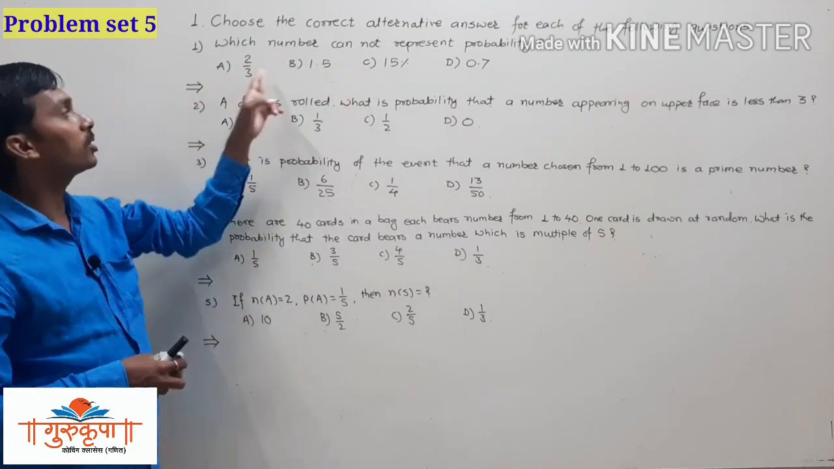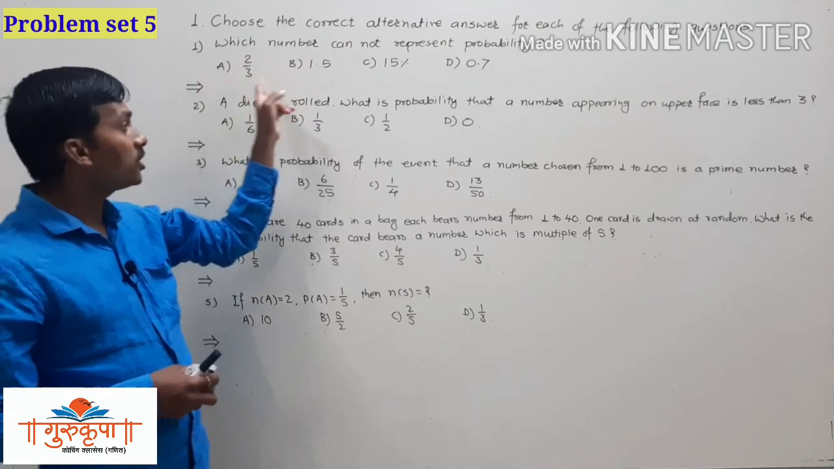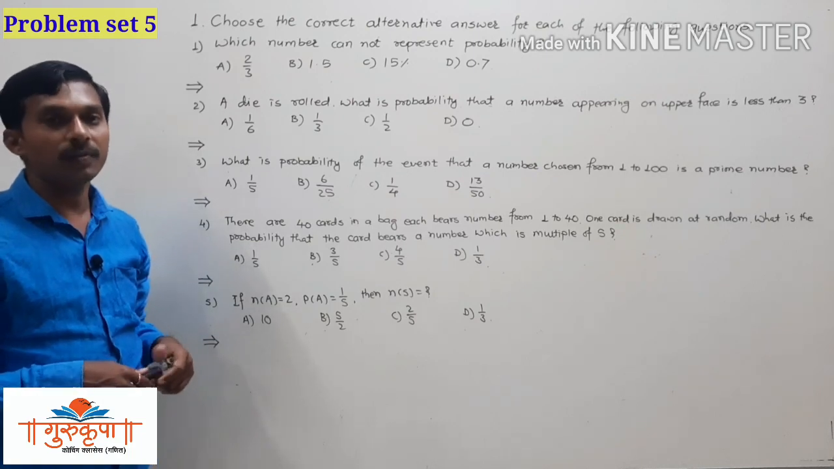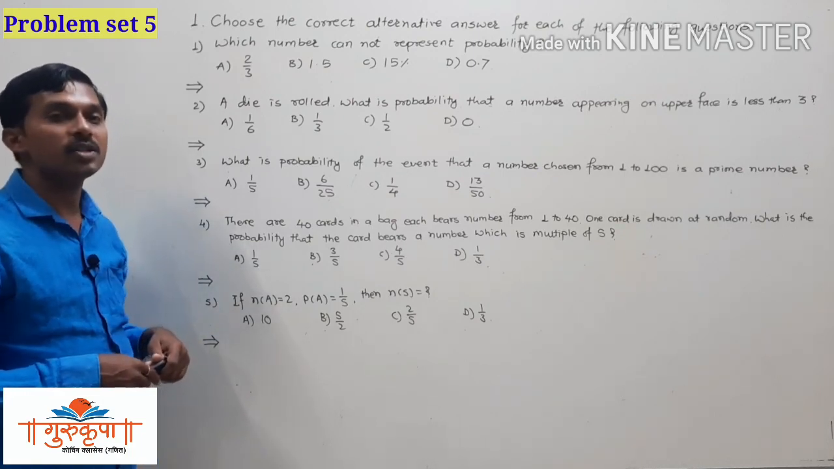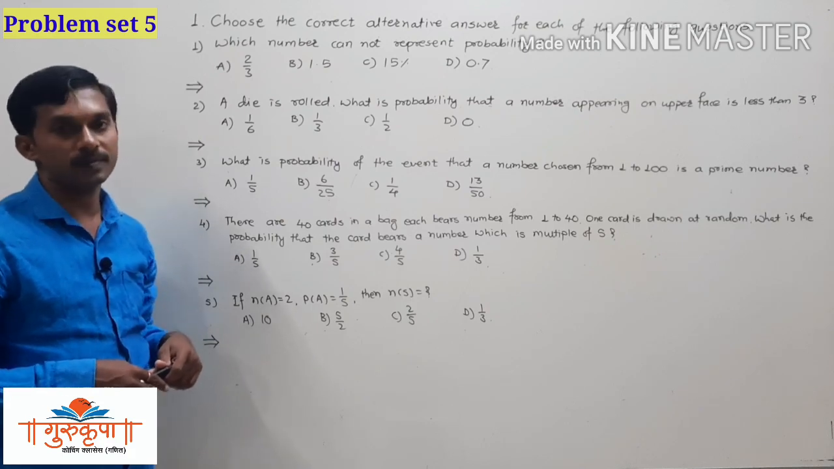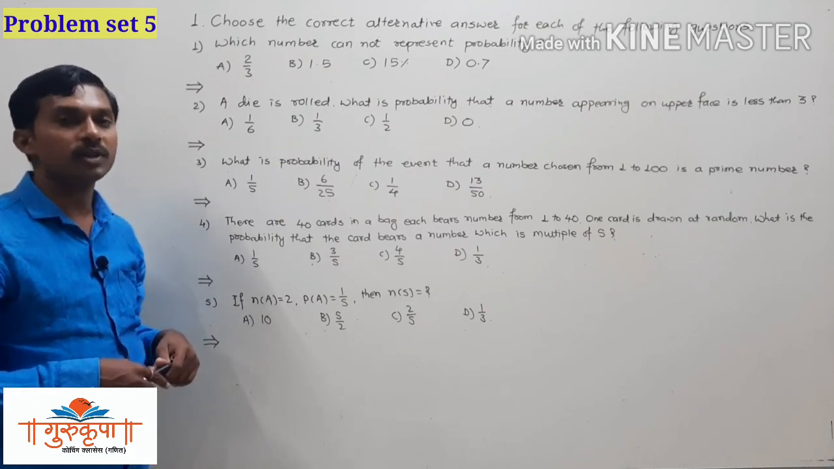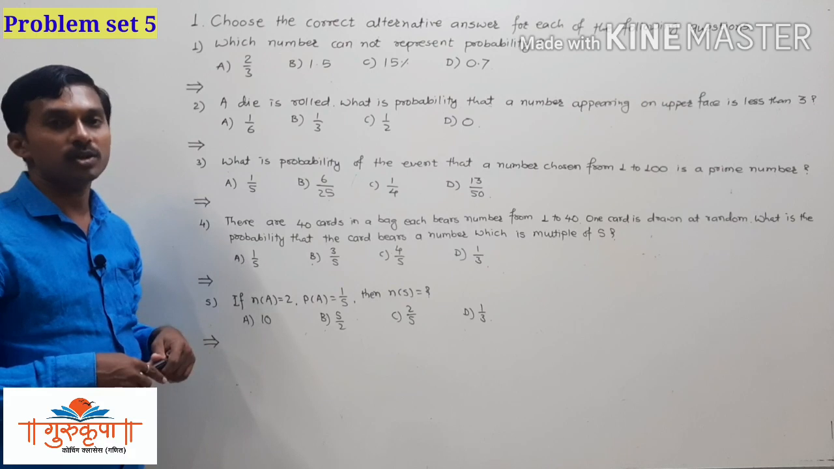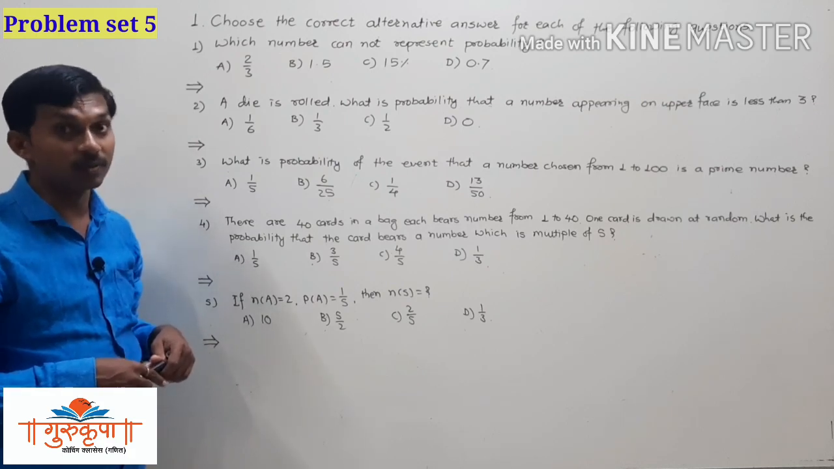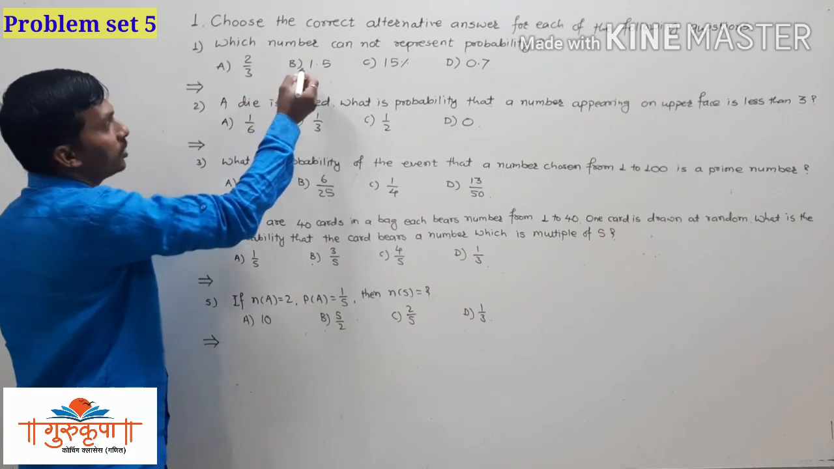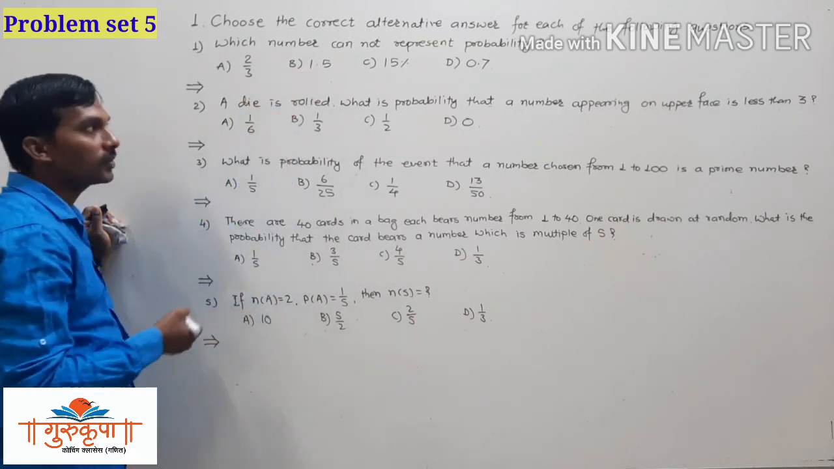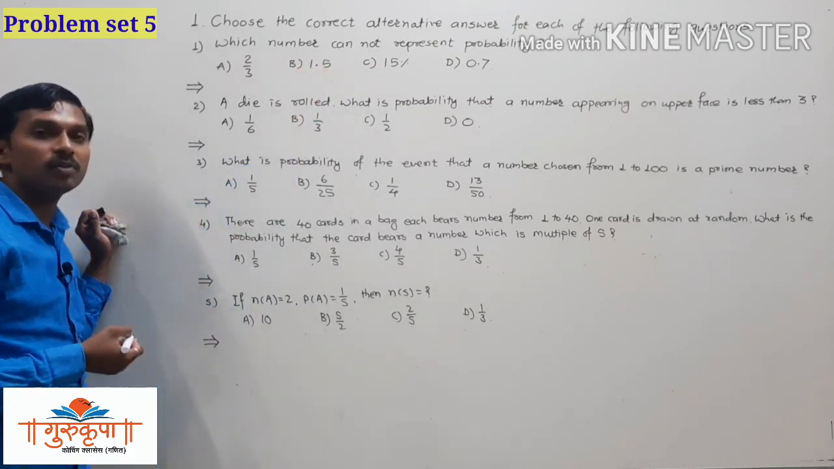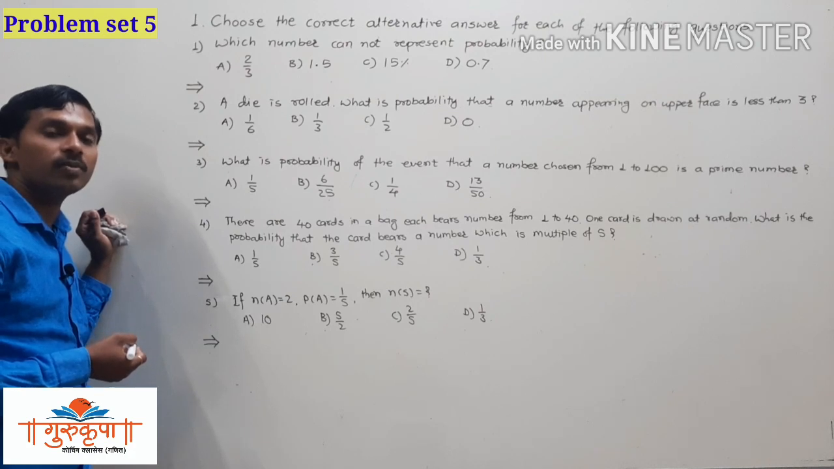We have been given 4 numbers, and out of these 4 numbers, which number cannot represent probability? Now we know that probability is always from 0 to 1. For each and every event, the probability is from 0 to 1. It is not less than 0 and it is not greater than 1. And here the one option which we have been given is 1.5. This is greater than 1, and we know that probability is never more than 1.